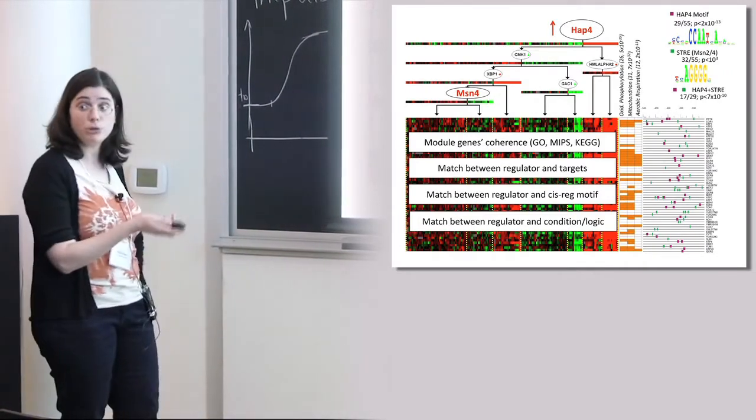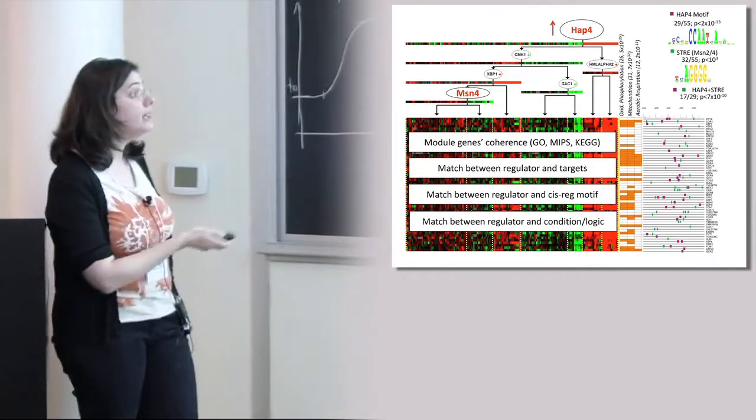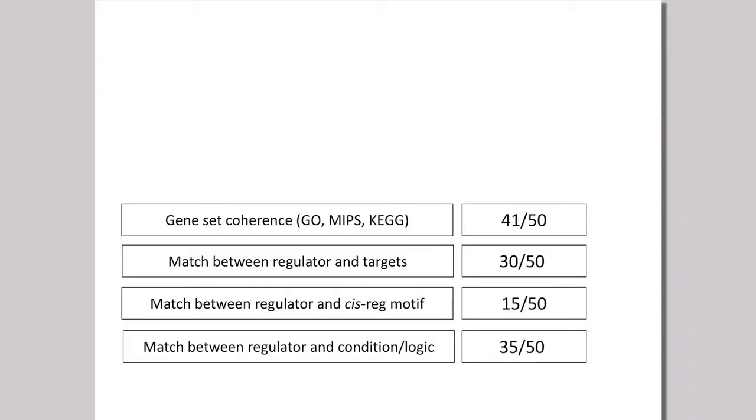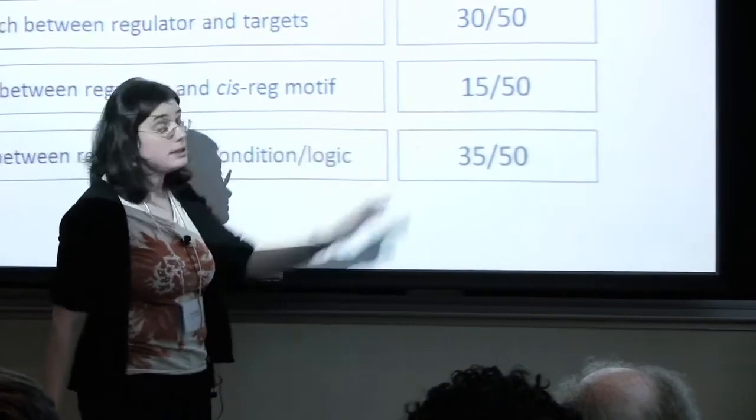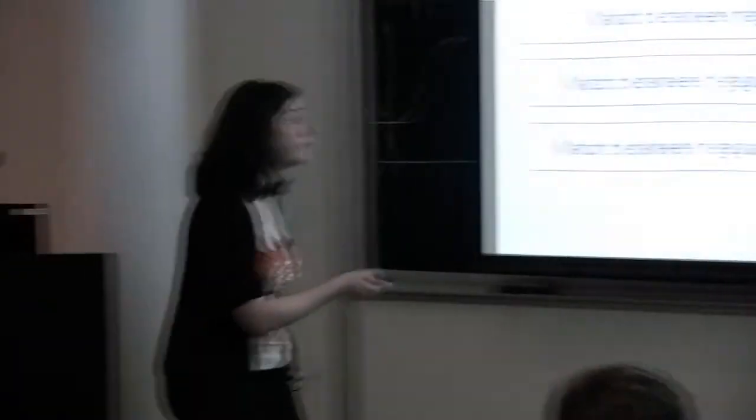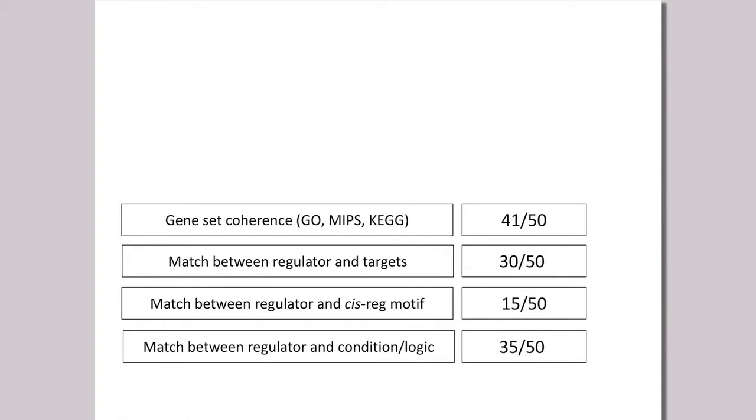Now there are 50 modules. How did we do across all of them? Well, the modules themselves were coherent based on annotations in 41 of 50. We found a match between regulators and targets in 30 of 50 modules. We found a match between regulators and cis-regulatory motifs in 15 of 50. Now, this is an old study, and we knew very little about cis-regulatory motifs when this work was done. This number can probably be improved today. And then we found a match between the regulator and the condition and logic in 35 of the 50.